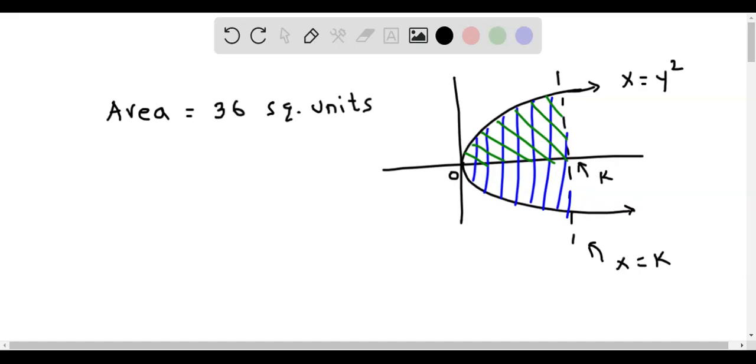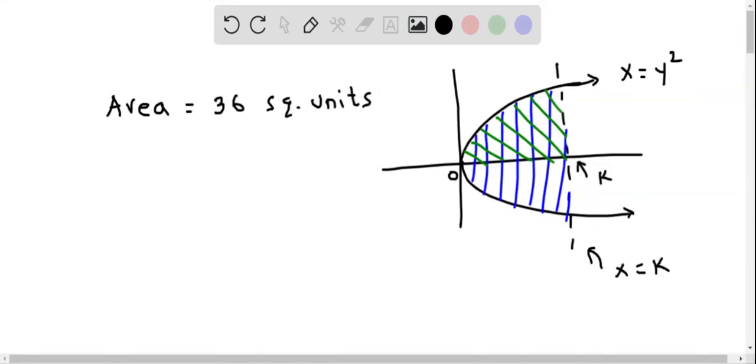We now determine the value of k such that the area of the region bounded by the curve x equals y squared and the line x equals k is 36 square units. Here I have drawn the diagram of the region bounded by the curve x equals y squared and x equals k. The region with the blue striped lines is the complete area that is given as 36 square units.